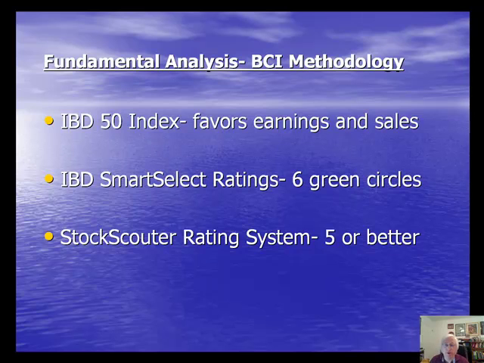Two of them come from Investors Business Daily, a company I like very much. The first one is the IBD 50 index, which is published every weekend, and it favors companies that have high earnings and sales growth. I also use the IBD Smart Select ratings, which uses both fundamental and technical parameters. Companies that have the highest ratings in each of the 6 categories show green circles adjacent to the ratings. I want companies with only 6 green circles.